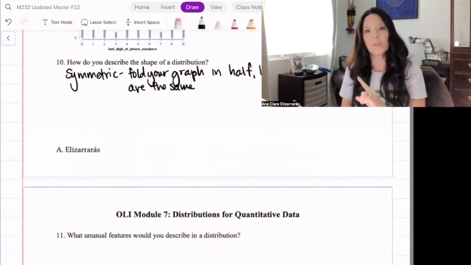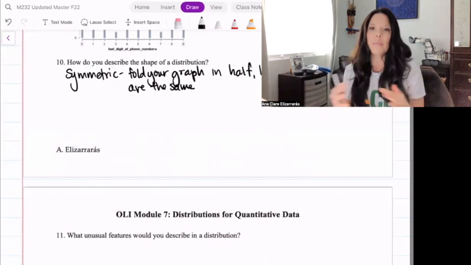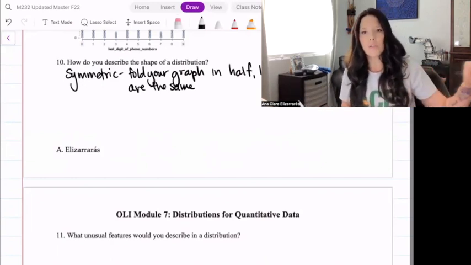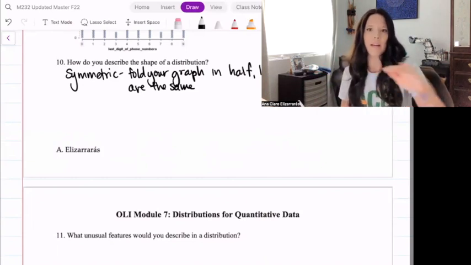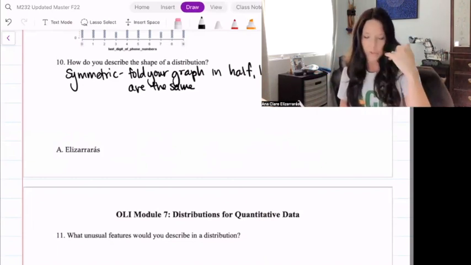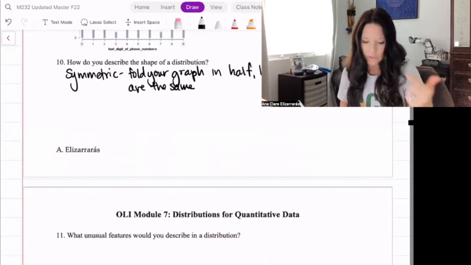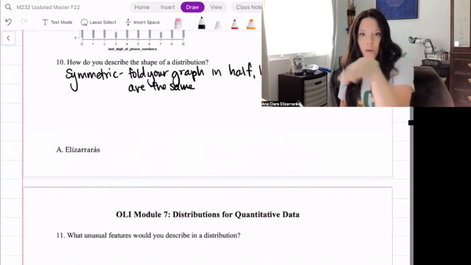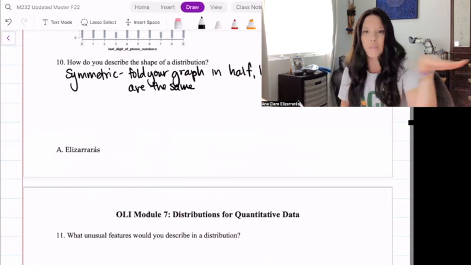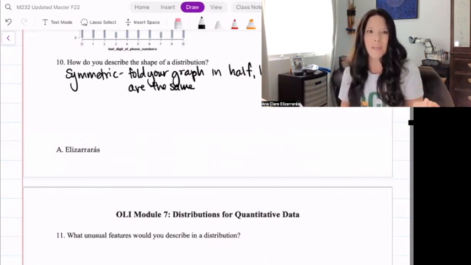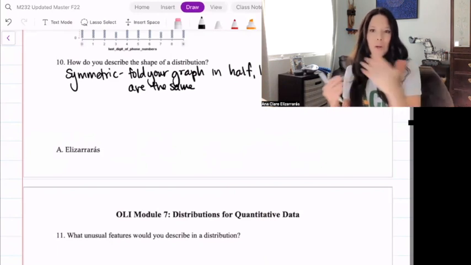A uniform distribution is symmetric, but it's a specific type of symmetric distribution. A uniform distribution is when your whole distribution is flat across the top for the most part, which you would see in the last graph, the last digit of phone numbers, where it's not identical across, but it's almost close. It's uniform, where basically each value is likely to have the same probability. It's likely to occur the same amount.